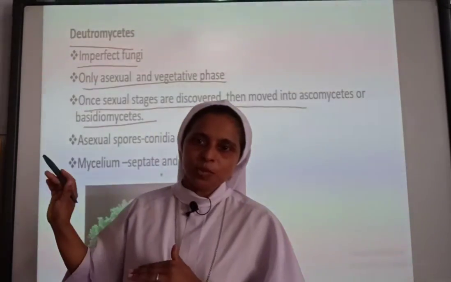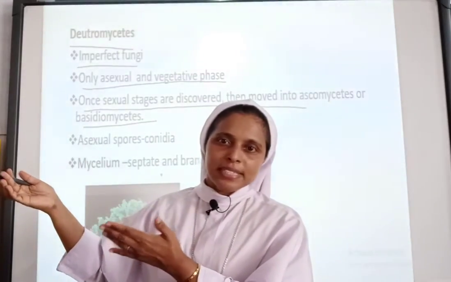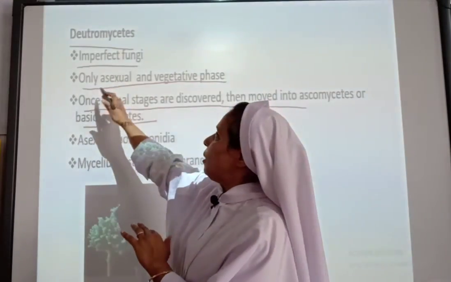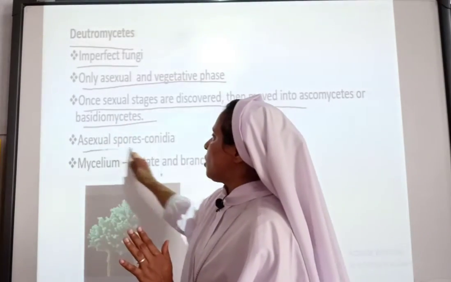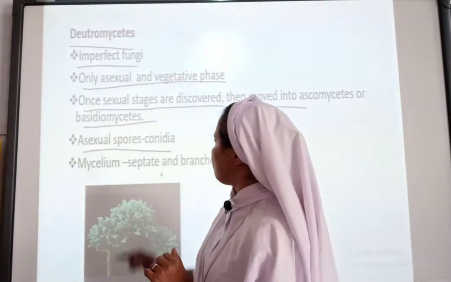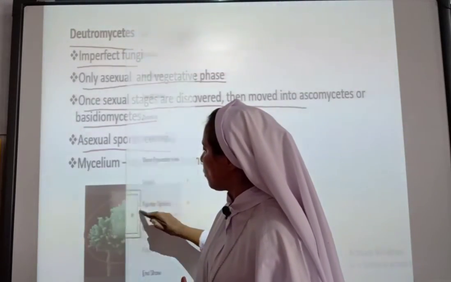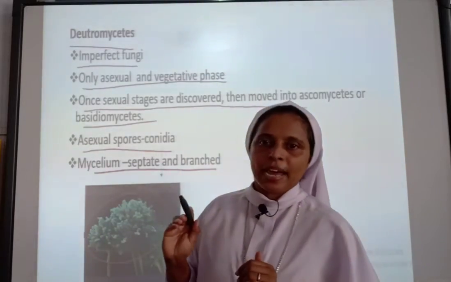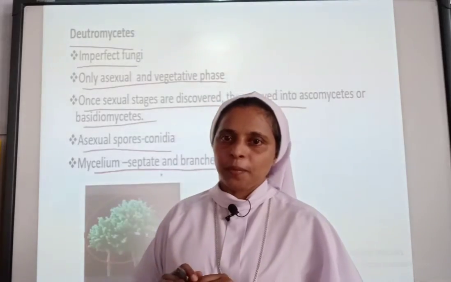If sexual spores are there, then it naturally moves to the group of ascomycetes or basidiomycetes. So in the deuteromycetes, only the asexual and vegetative phase is seen. Asexual spores are termed as conidia. You can see the conidia formation in the image. The mycelium are septate and branched.